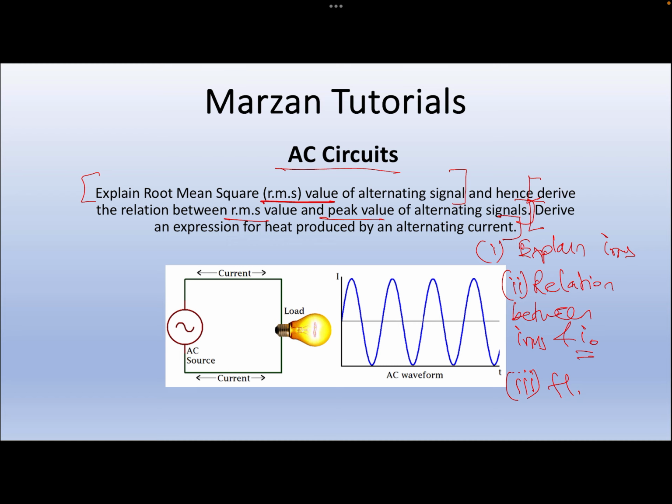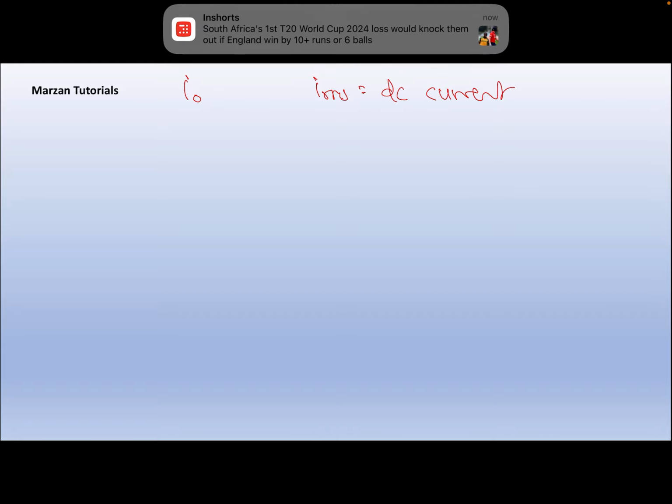Now first let us go to the first part, explain IRMS. Now what is the meaning of IRMS? Now remember this one thing, I0 the peak value, IRMS is what? IRMS is a DC current. It is a DC current. Now what is the meaning of that?